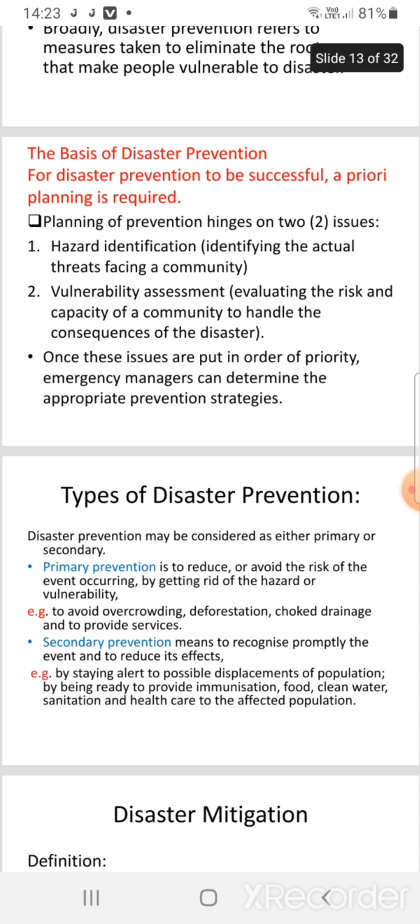Now, for disaster prevention to be successful, priority planning is required. I think you can understand the term priority. When you have a number of activities to be done in the same day, within an hour, or within a short period of time, you give priority to the work which should be done first, second, third, and so on.